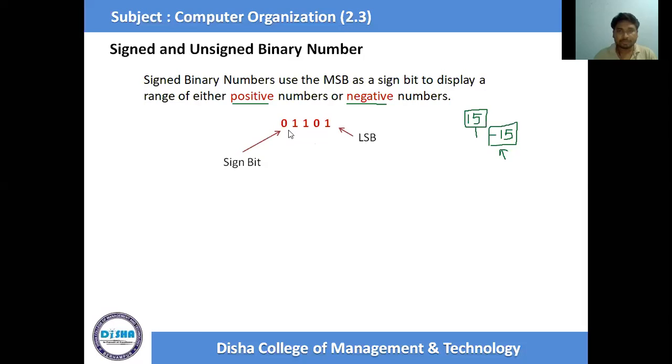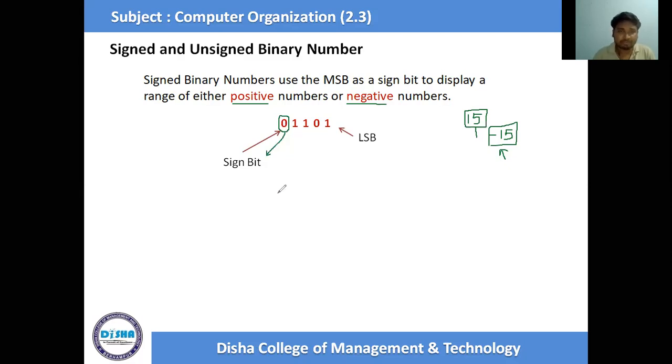In this case, this is a binary number, as you know, because it consists of zeros and ones, and this side is the LSB. The number starts from this LSB side, and this position is called the MSB. But this bit is called the sign bit. Basically, this bit represents the sign.